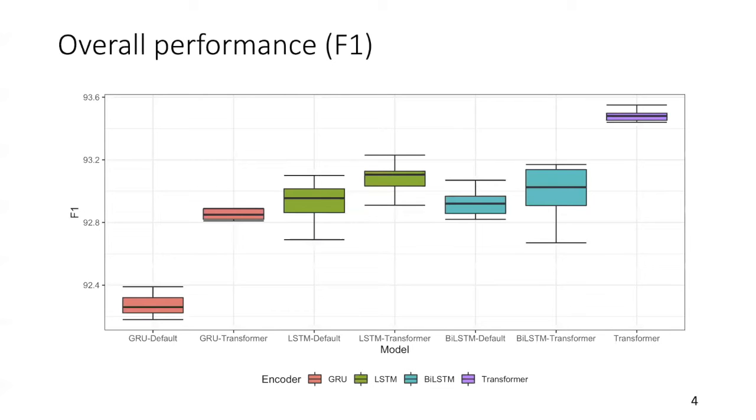So here is a really simple summary of what our performance looks like. The transformer wins. You can look at all the different encoder and decoder combinations. What you'll see consistently is that for each encoder, adding the transformer as the decoder, as opposed to the default decoder, improves performance. You can see that the GRU does quite poorly with the default decoder, but is improved quite a bit by the transformer decoder.